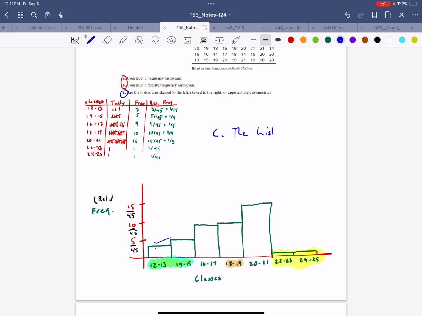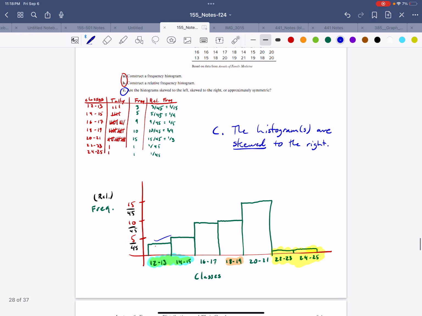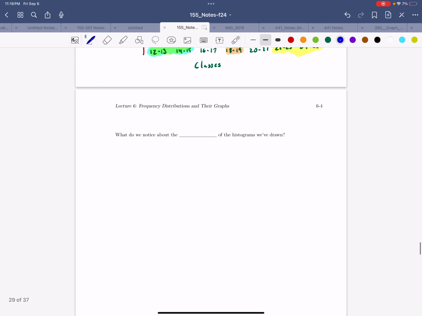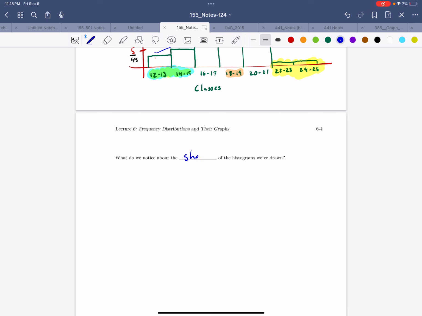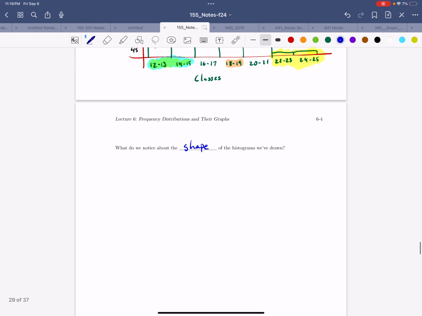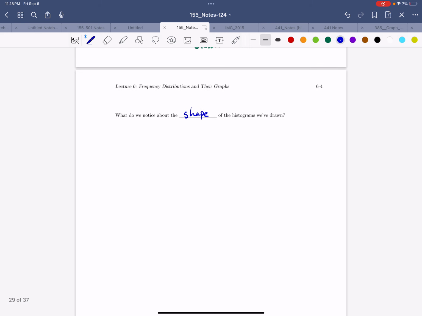The histograms are skewed to the right. And we'll discuss what that term means in a sec. In general, what do we notice about the shape of the histograms we've drawn? Well, we've got a couple of different things going on. As we just mentioned, we could have skewness. I'll just write over here, skew is another word for tail.